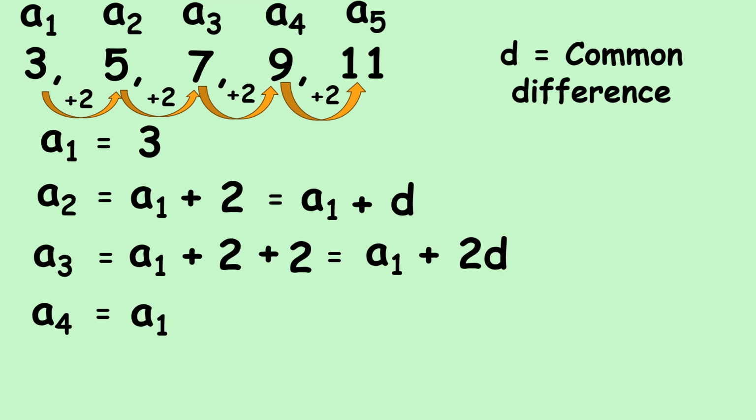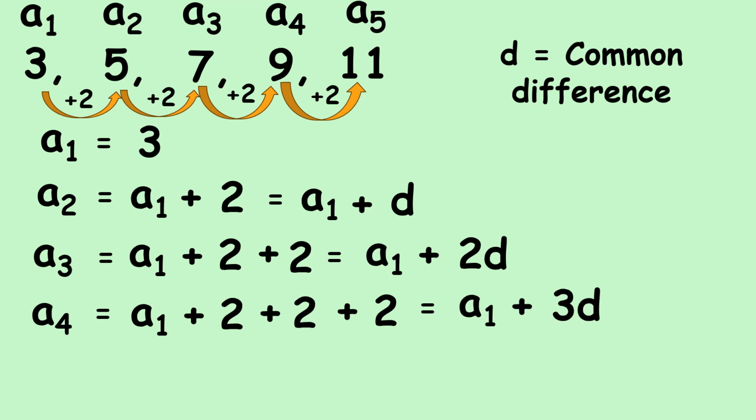In getting to A4, we will add A1, then we'll add 2 plus 2 plus another 2. That is 3 2's. So A1 plus 3 times the difference is what gives us A4. Now let's look at A5.